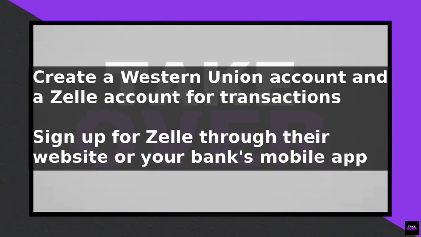If you don't have a Zelle account, you can sign up through the Zelle website or through your bank's mobile app. Next, go to the Western Union website or mobile app and log into your account. Select the Send Money option and choose the recipient's country and the amount you want to send. Then, choose the payment method, which in this case is not directly to Zelle, but rather to the recipient's U.S. bank account that is linked to Zelle.